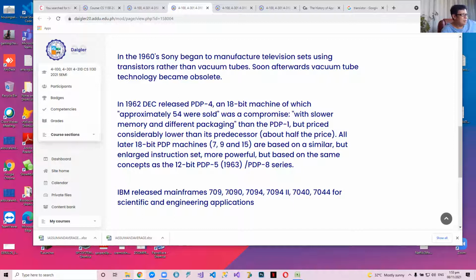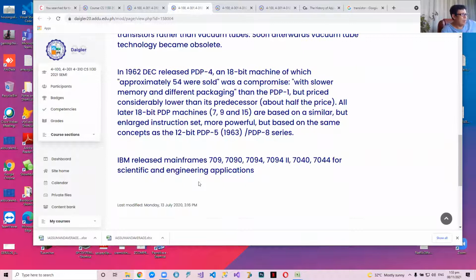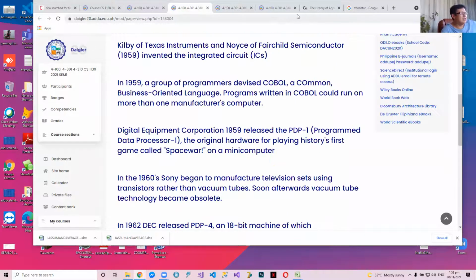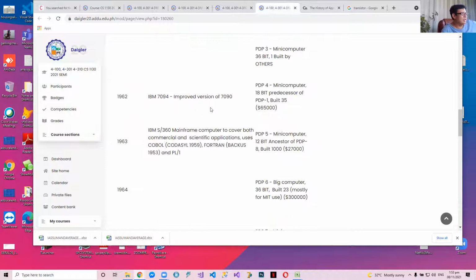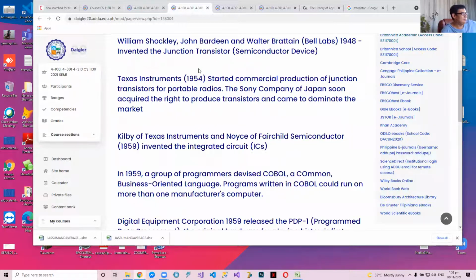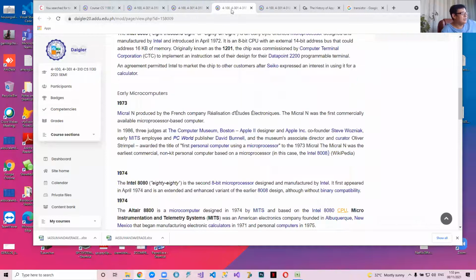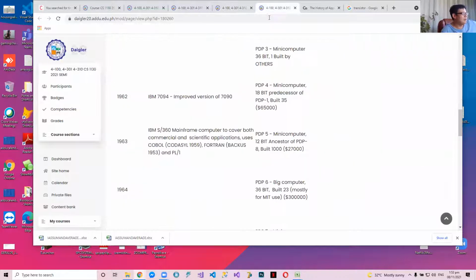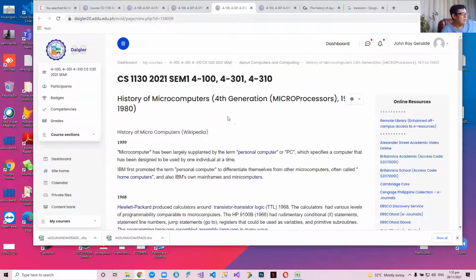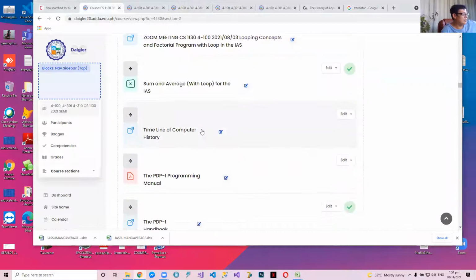And then by then, the IBM 7090 and 7094 computers were the transistor versions of the 709. Okay, do you follow? So these are the second generation of computers. Now, the third generation is from, where is my third generation? Okay, this is the fourth. We have a third generation.